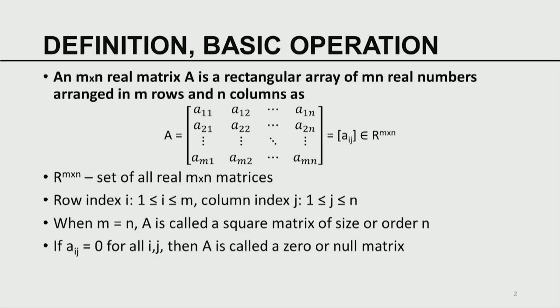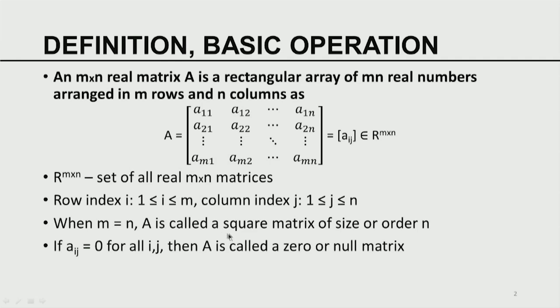First, definition and basic operations of matrices. An M by N matrix is a real matrix if it has M rows and N columns. There are MN elements. Each row is an N vector, each column is an M vector. If M is not equal to N, it is called a rectangular matrix. Any typical element is called Aij. I is called the row index, J is called the column index.